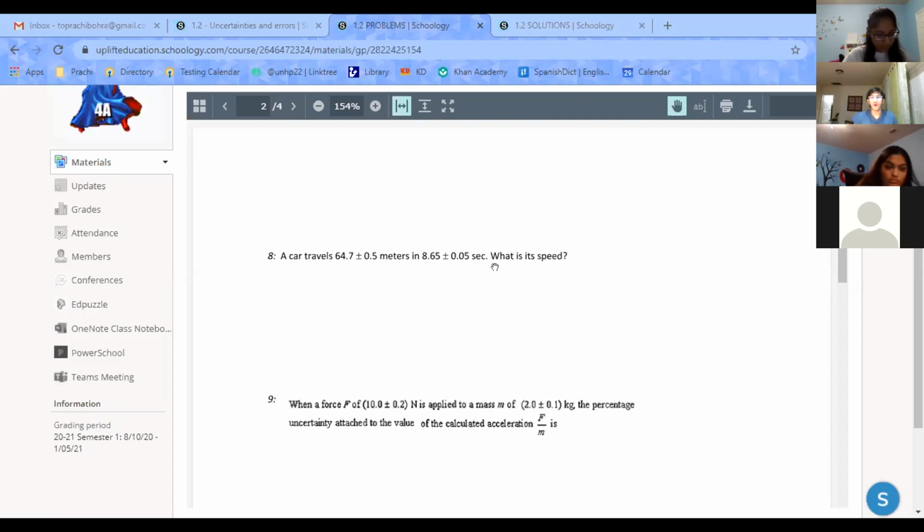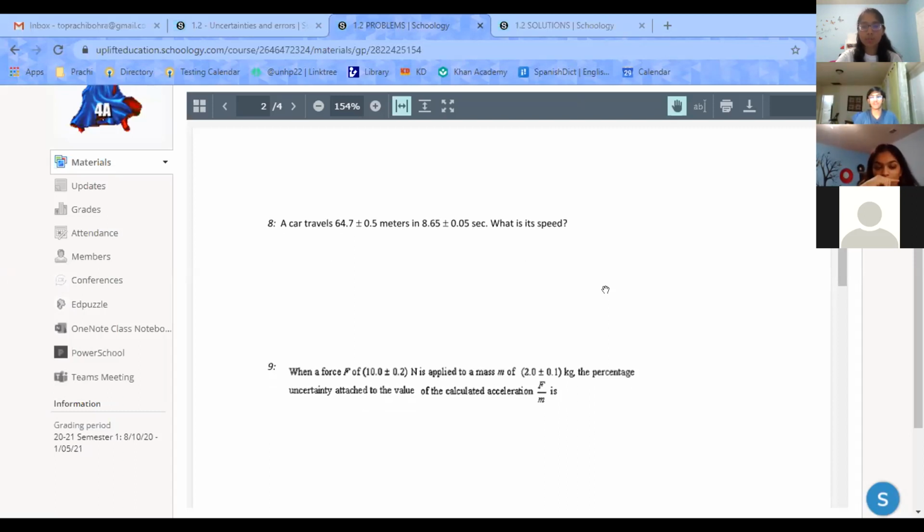Yeah, I just put them all into the calculator at once. Like, I'll just put in that whole thing, parentheses, 0.5 over 64.7 plus 0.05 over 8.65. Do you think we need to actually write out the step-by-step? I don't know. I like writing out the step-by-step just because it helps me keep track of the values, and it's just easier for me to see it. But I don't think you have to.